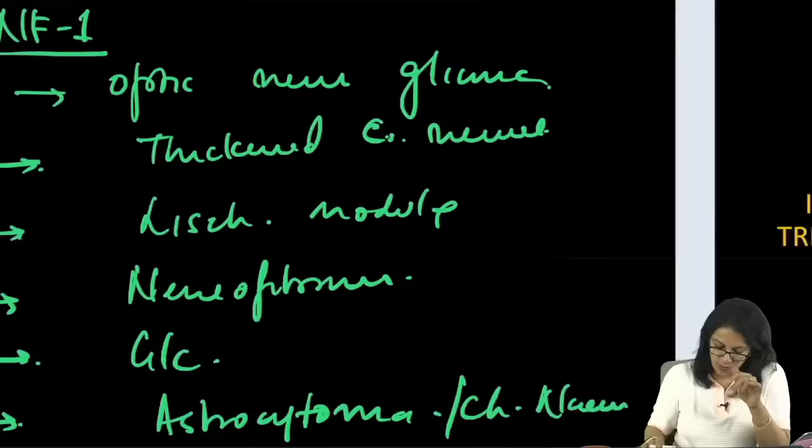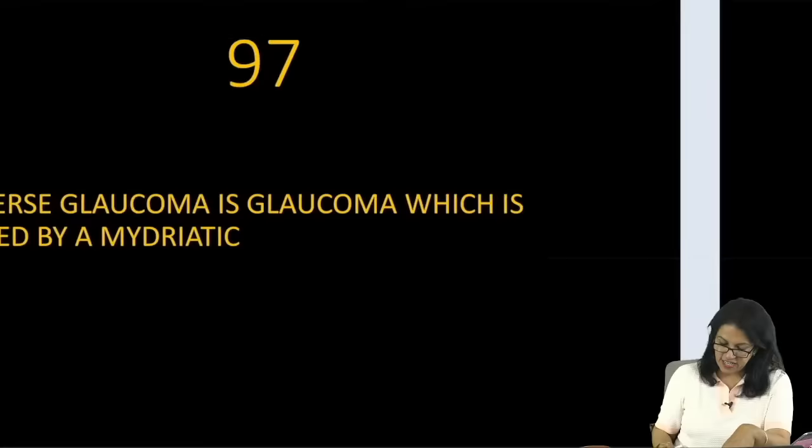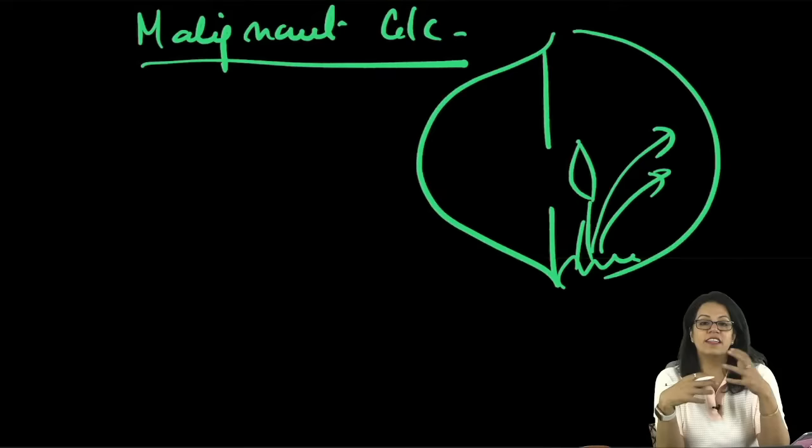Let's read the next point. Inverse glaucoma is glaucoma which is treated by a mydriatic. Am I clear on what I just said? So what is inverse glaucoma? We generally learn it in relation to malignant glaucoma, also called aqueous misdirection syndrome, where aqueous, instead of going anteriorly, starts collecting in the vitreous cavity because of the ciliary block. So we also call it ciliary block glaucoma.